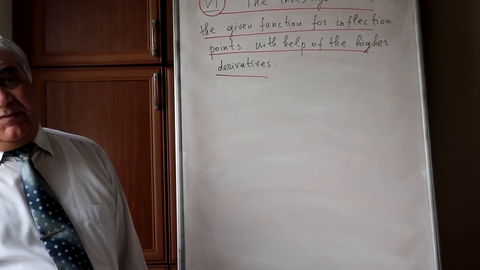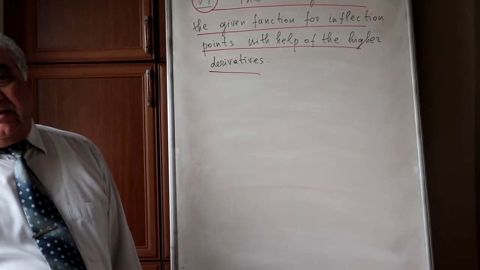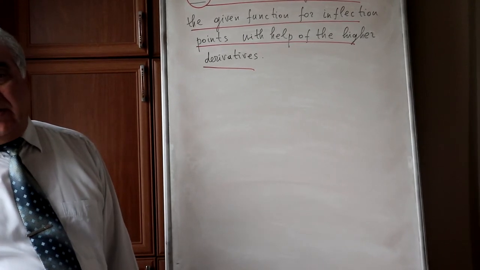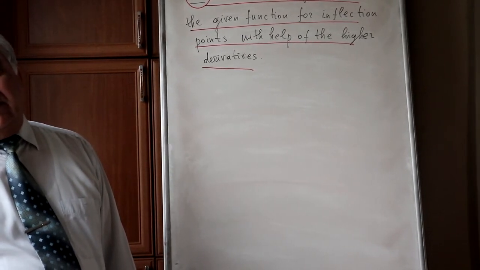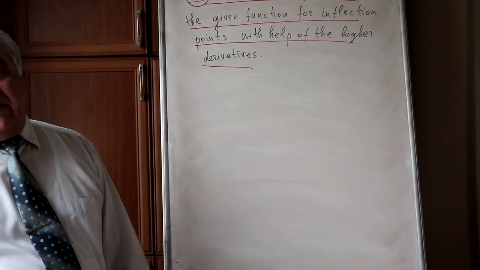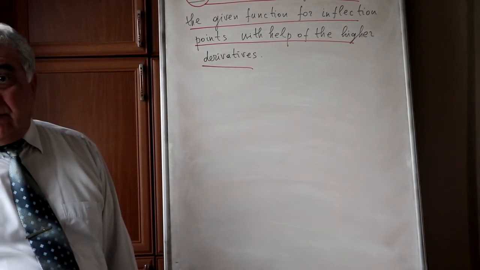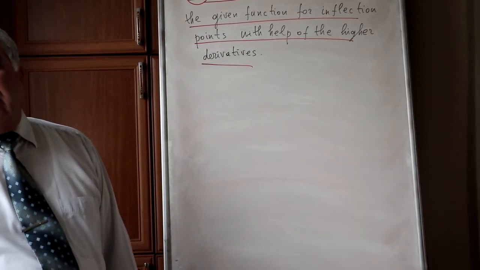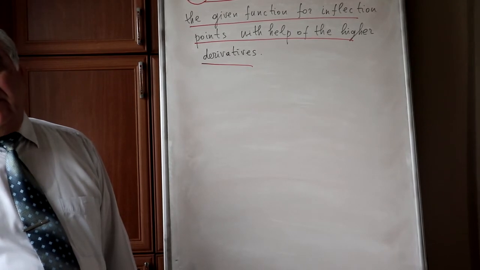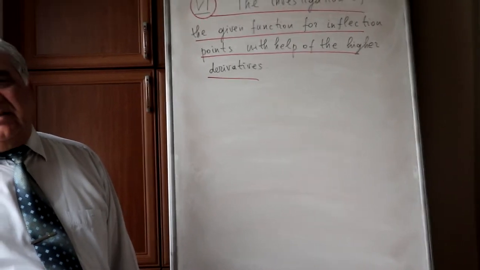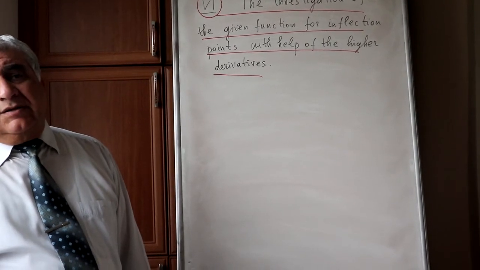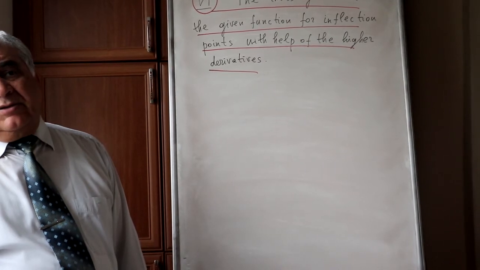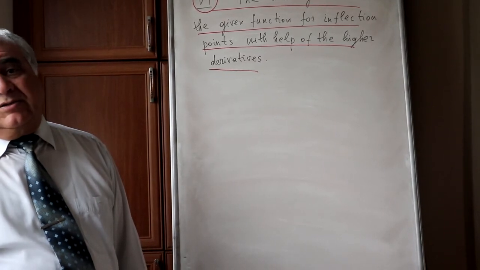If the first non-zero derivative has the odd order, then the given second order critical point is an inflection point. But if the order of the first non-zero derivative is an even number, then our second order critical point isn't an inflection point.